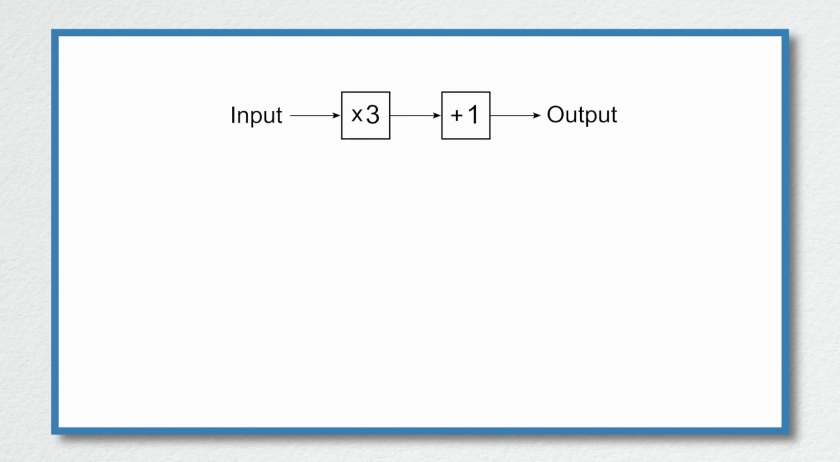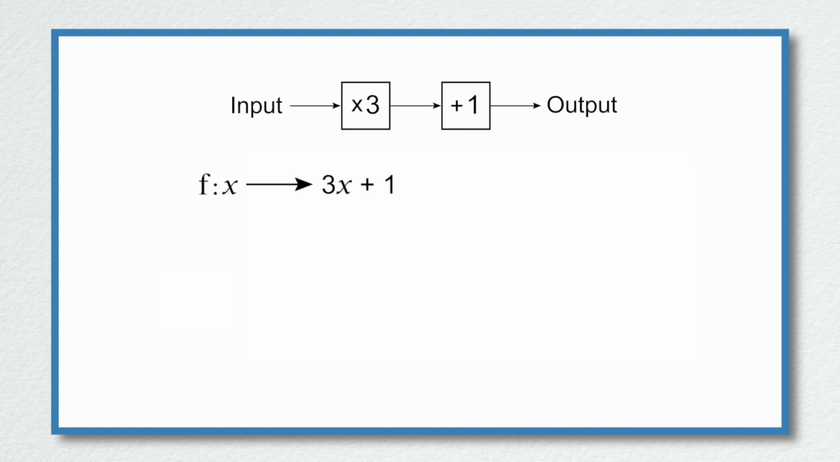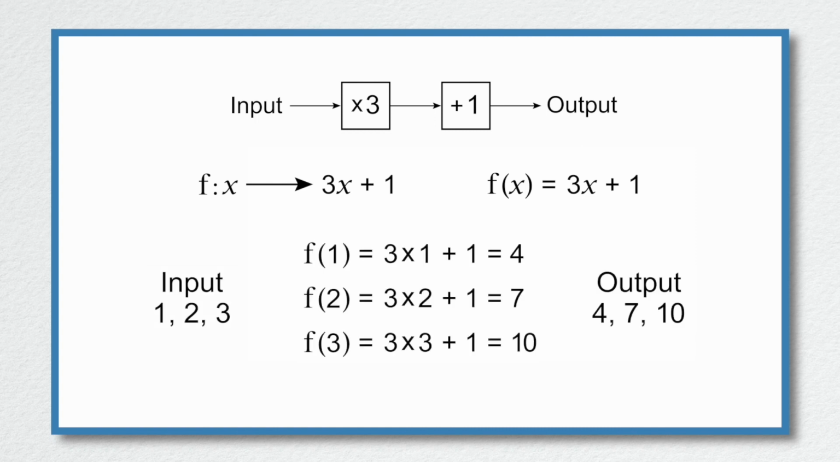This particular function can be written like this. More commonly, it is written like this. f of x is equal to 3x add 1. And for specific inputs, we can calculate the outputs like so. We'll use the previous inputs of 1, 2 and 3, and here's how we would write those inputs using this function.